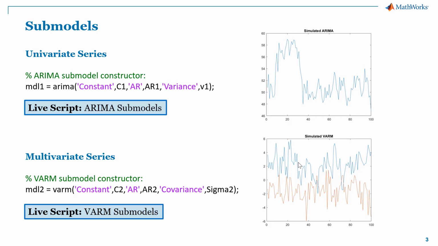So the first step is to create the submodels that describe the data in each individual state. And there are two ways you can do this. It depends entirely on whether you're dealing with univariate data, as we are here with a single series, or multivariate data, where you have several different series interacting with each other that you want to describe simultaneously.